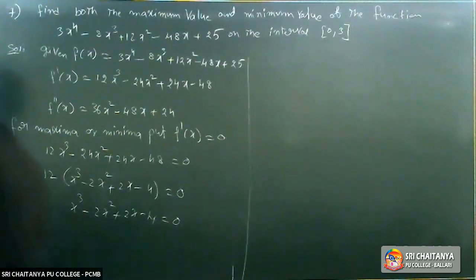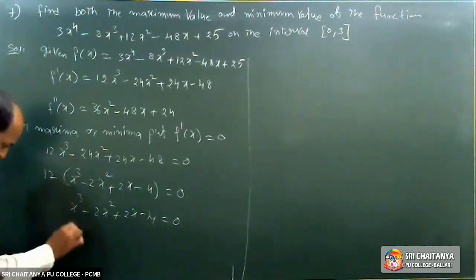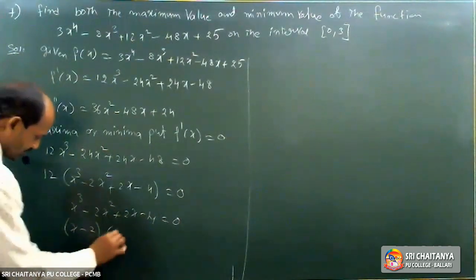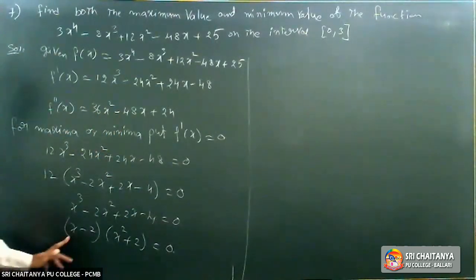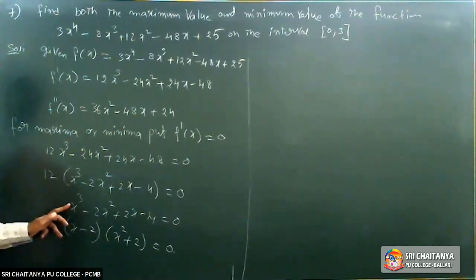It is a cubic equation. So here we get factors. It is x minus 2 into x square plus 2 is equal to 0. Multiply x into x square, x power 3.